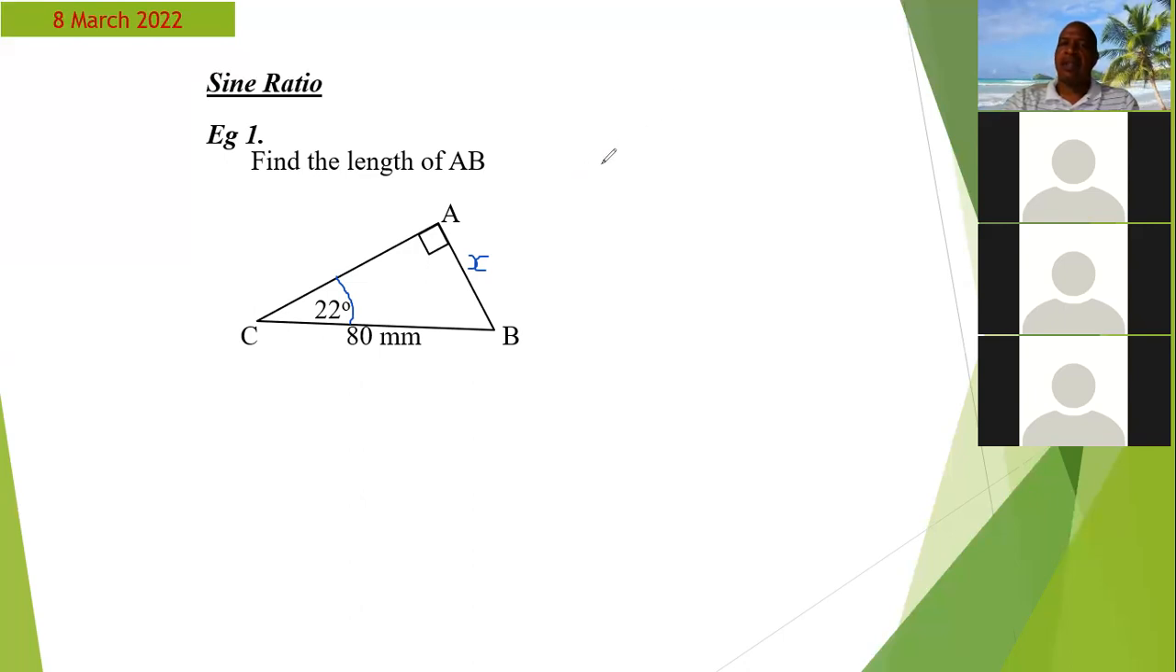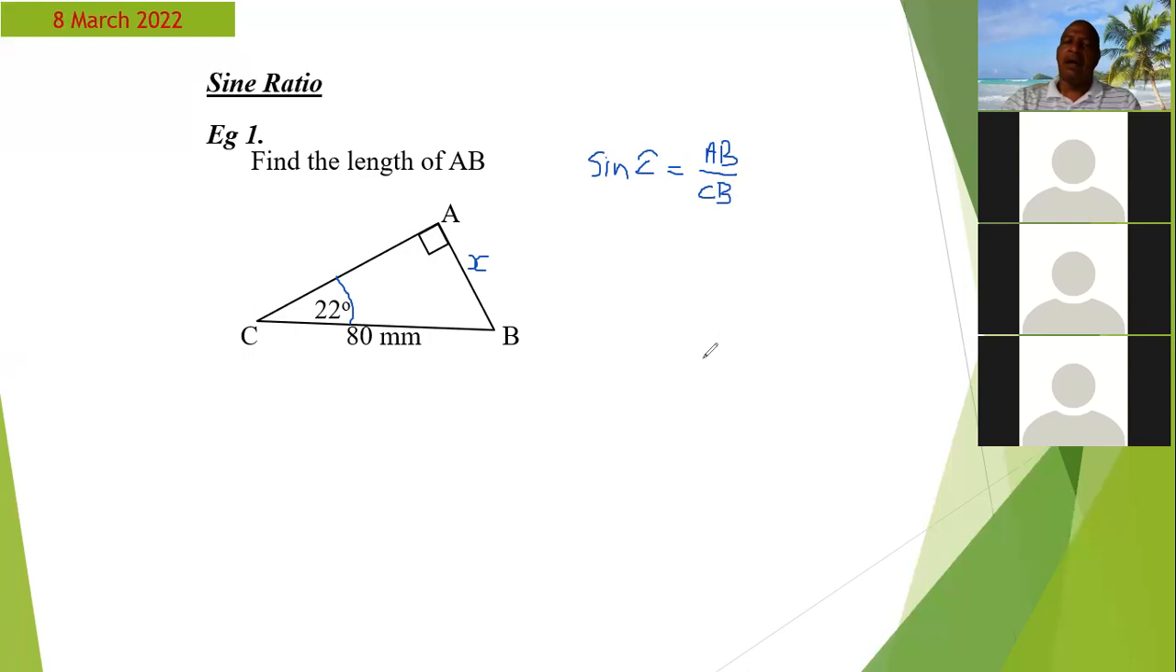AB over 80 millimeters. All right, so write that ratio down. So sine of angle C, you're just writing down the ratio. You're not putting in any numbers or anything. Just write the ratio. Sine of angle C would be equal to the side opposite, which is AB, over the hypotenuse, which is CB. If you want to say BC, that's fine too.